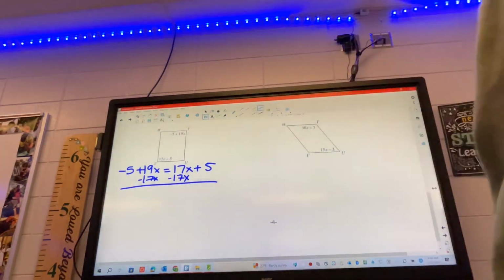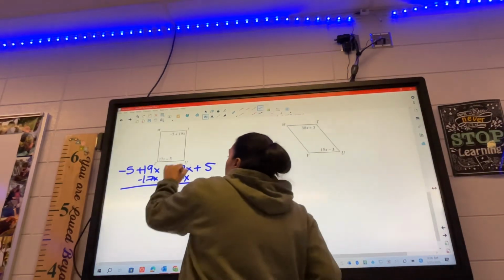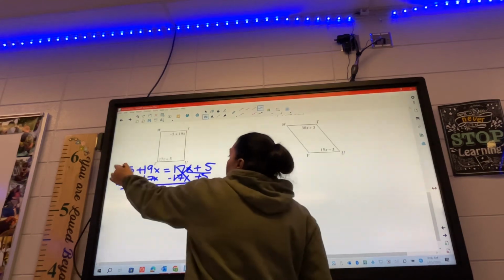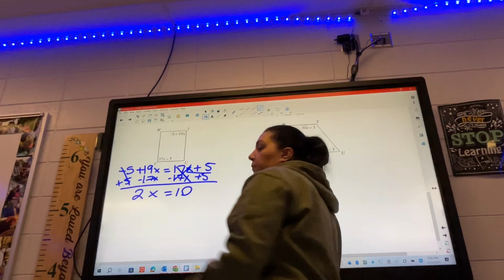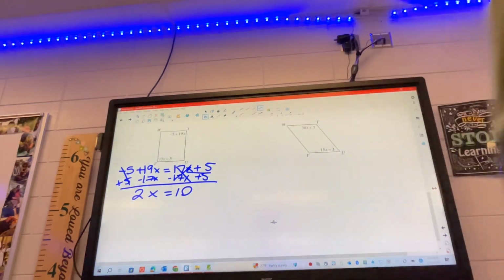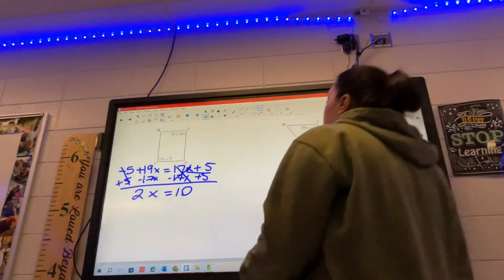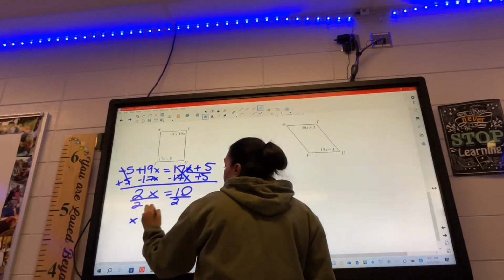Okay, so now if we look, I'm moving the 17 over to the left side. And then I also need to move this plus 5. So I'm going to get 2x equals 10. Then what? Divide by 2. So we get x equals 5.